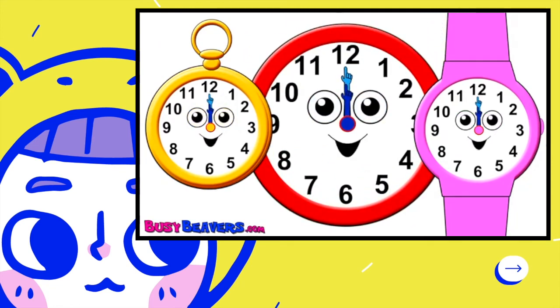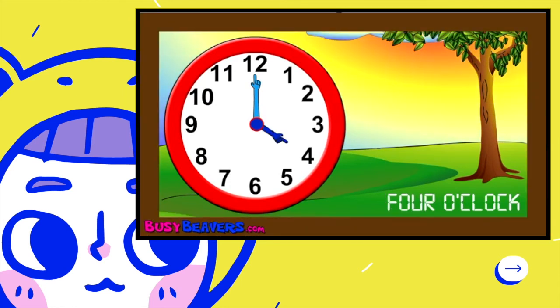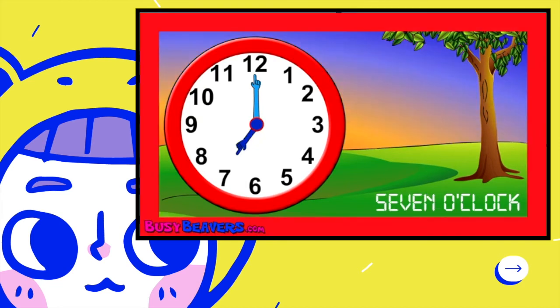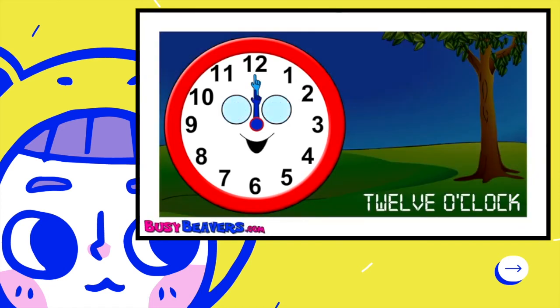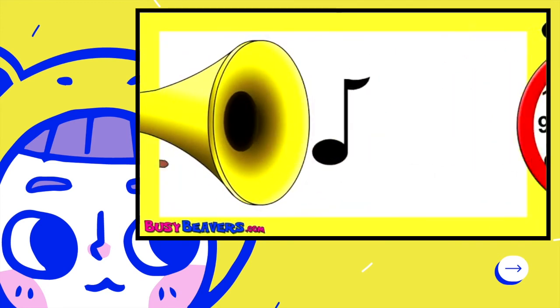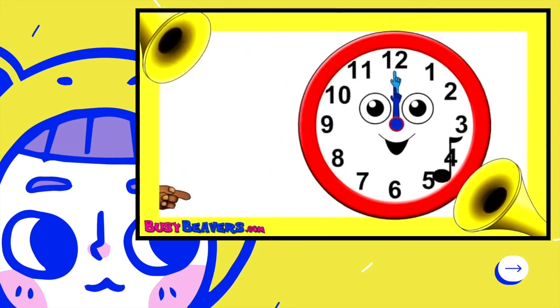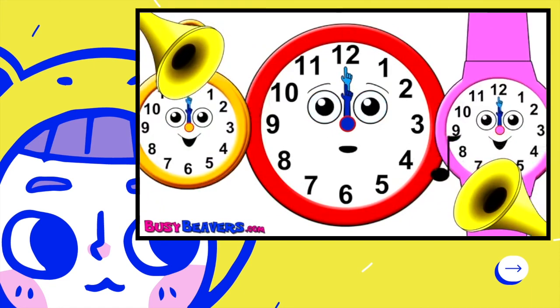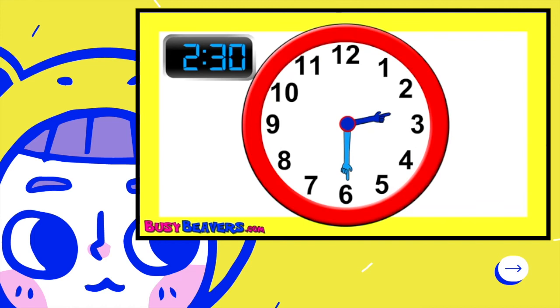What time is it? It's 1 o'clock, 2 o'clock, 3 o'clock, 4 o'clock, 5 o'clock, 6 o'clock, 7 o'clock, 8 o'clock, 9 o'clock, 10 o'clock, 11 o'clock, 12 o'clock. What time is it? It's 1:30, 2:30.